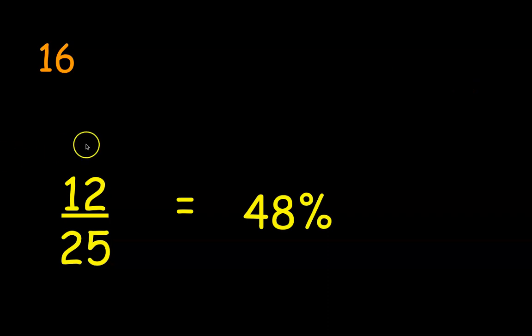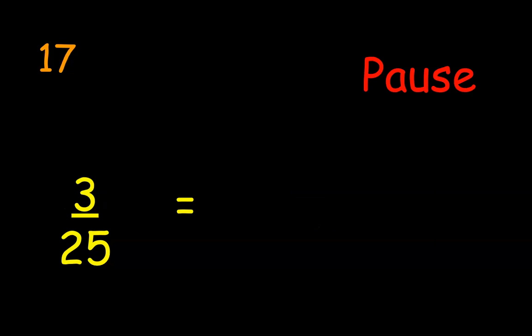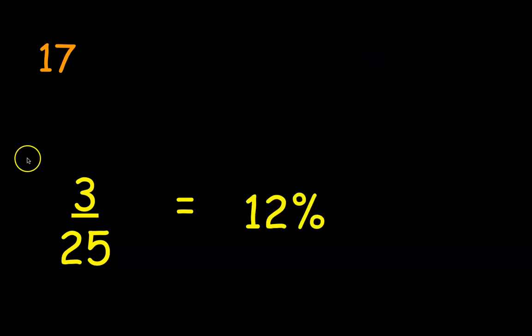Now, with this one, I can see that 25 plus 25 plus 25 plus 25 would give me 100. So I need to multiply this by 4. If I multiply 12 by 4, I get 48. 48 out of 100 gives me 48%. Multiply by 4 at the bottom to get 100. Multiply by 4 at the top, you get 12 hundredths, or 12 out of 100. And it's 12%.